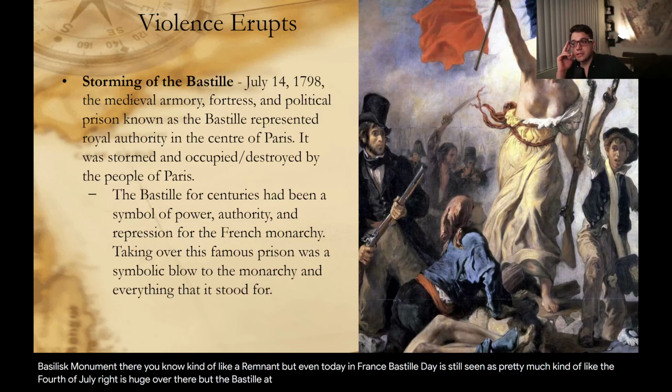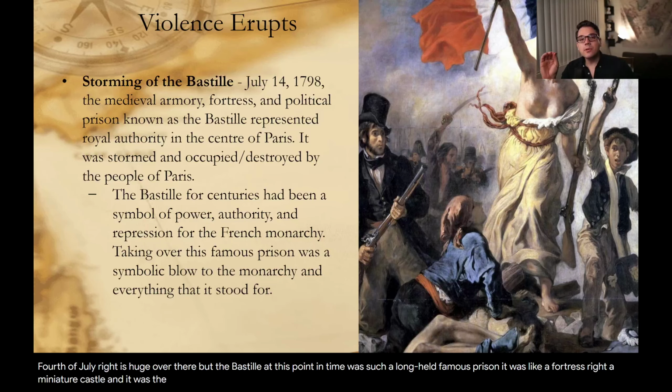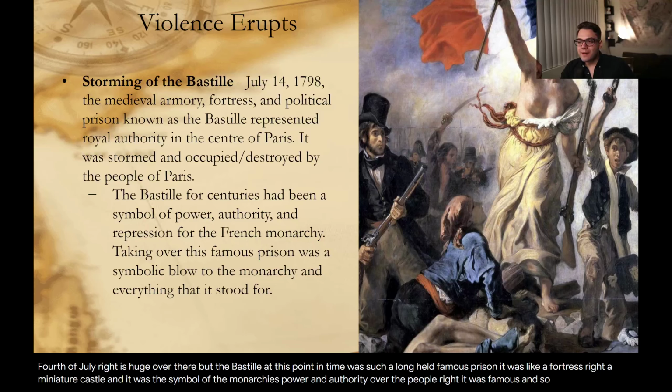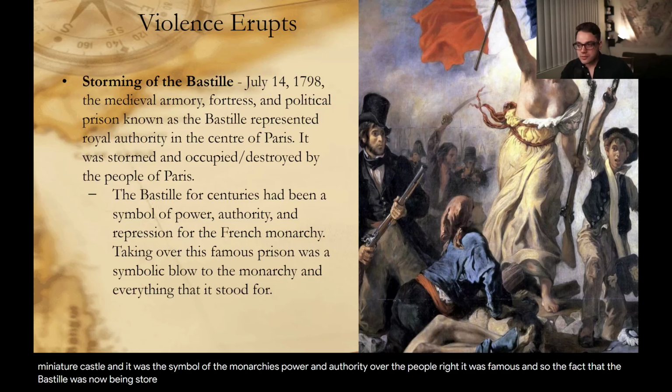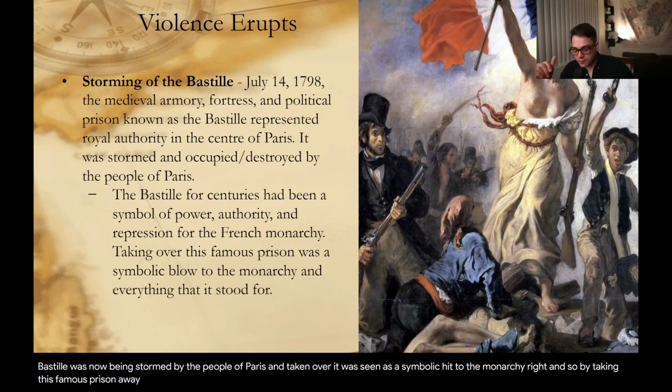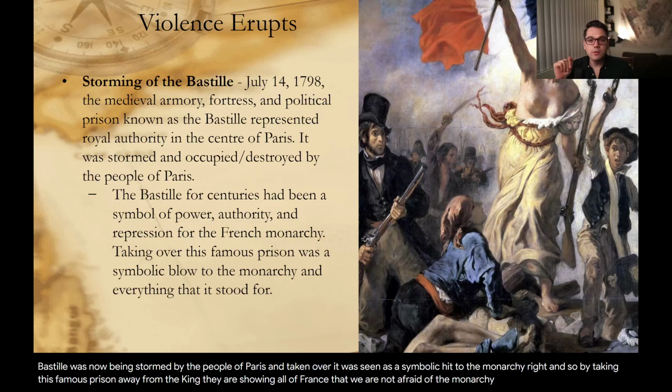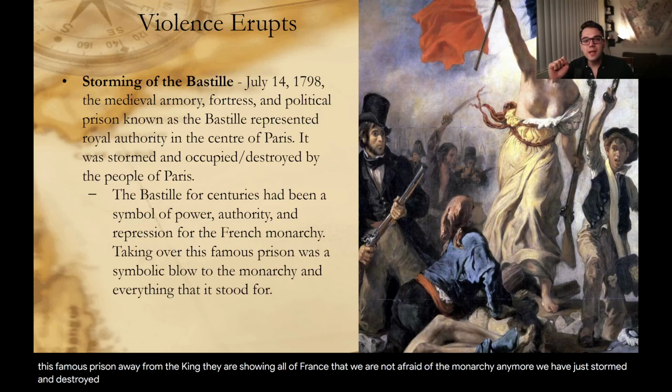But the Bastille at this point in time was such a long-held famous prison. It was like a fortress, right? A miniature castle. And it was the symbol of the monarchy's power and authority over the people, right? It was famous. And so the fact that the Bastille was now being stormed by the people of Paris and taken over, it was seen as a symbolic hit to the monarchy, right? And so by taking this famous prison away from the king, they are showing all of France that we are not afraid of the monarchy anymore. We have just stormed and destroyed the famous Bastille.